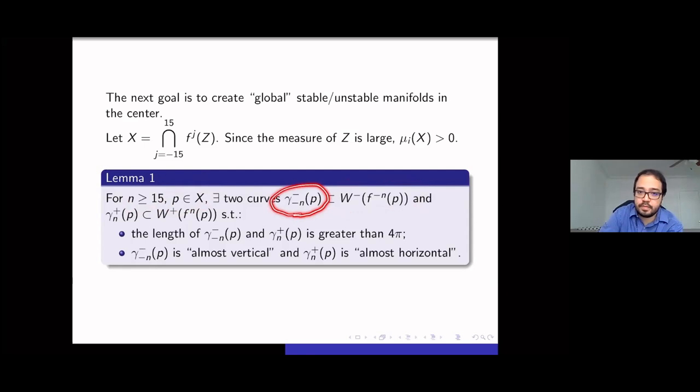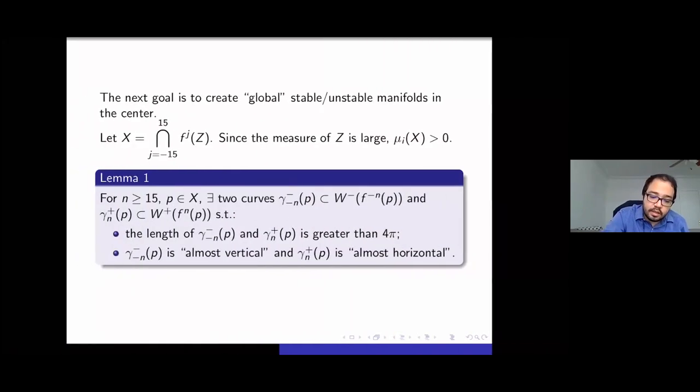there, such that the length of this curve is greater than 4 pi. And this curve is almost vertical. And if you do the same thing for the unstable, you can conclude, but now looking at the future, because the idea here is that stable are growing if you iterate to the past, unstable are growing if you iterate to the future. So now if you look at the future here, you'll find some curve inside this unstable manifold that is almost horizontal with length greater than 4 pi.